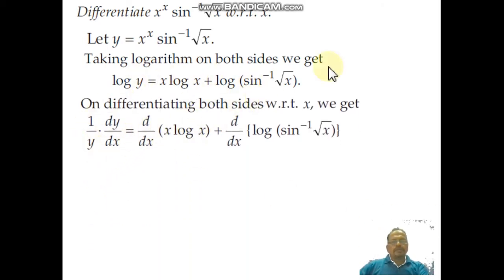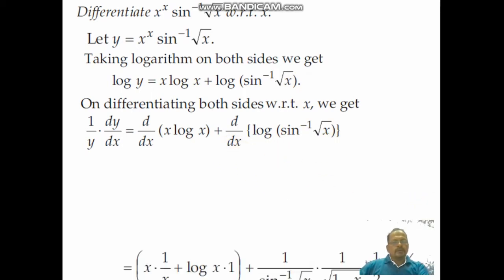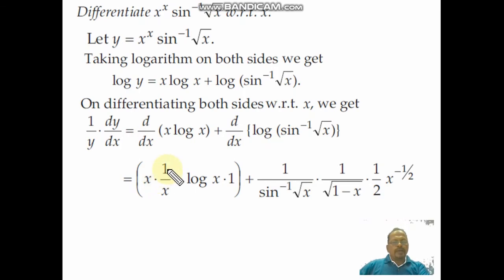Differentiate this with respect to x, we get 1 upon y dy by dx is equal to derivative of x log x plus derivative of log of sin inverse root x with respect to x. This is equal to x into derivative of log x is 1 by x, and log x into derivative of x is 1. Product rule is applied for x log x.